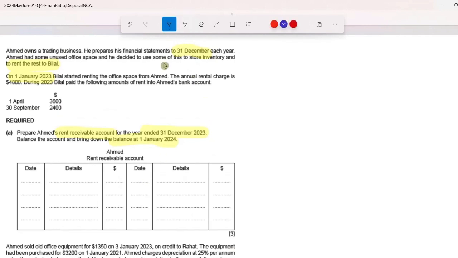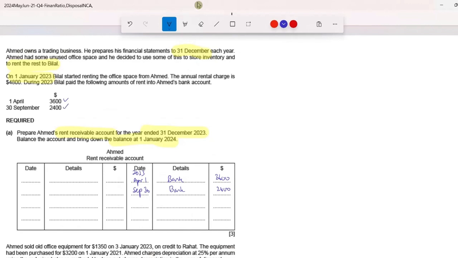So we will credit here, with the details bank of 3,600, this amount paid by Bilal. So credit the rent receivable account to debit Ahmad's bank account. The double entry of the bank account is not shown here, not required in the question. On September 30th, again, Ahmad's bank would be debited. Therefore, the double entry will credit this rent receivable account with 2,400.